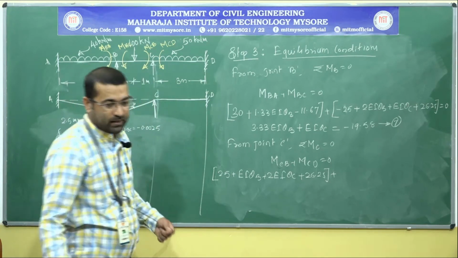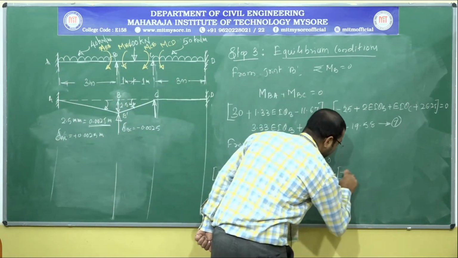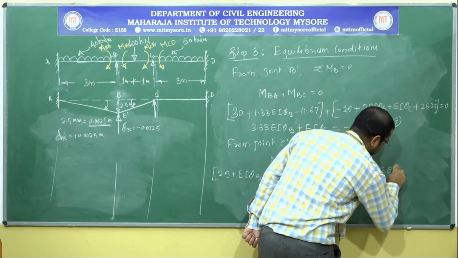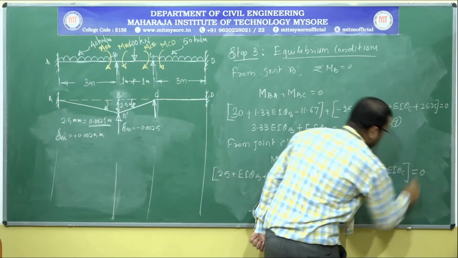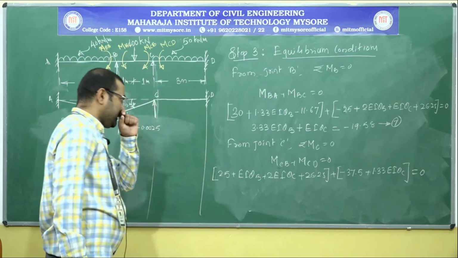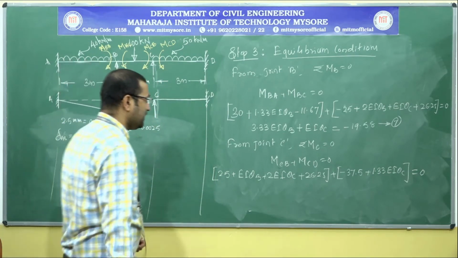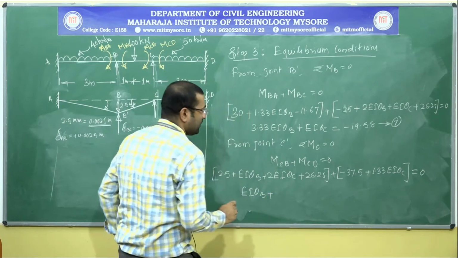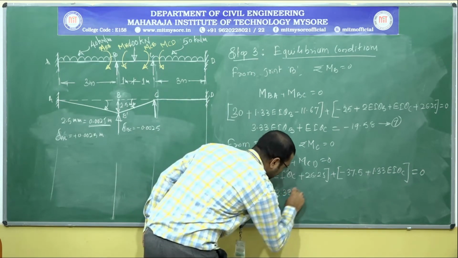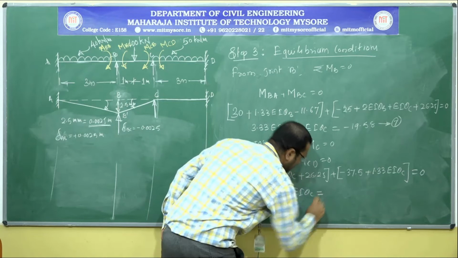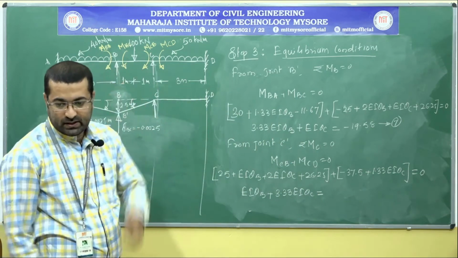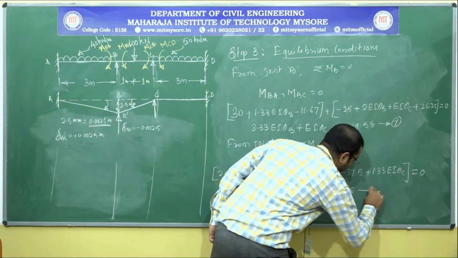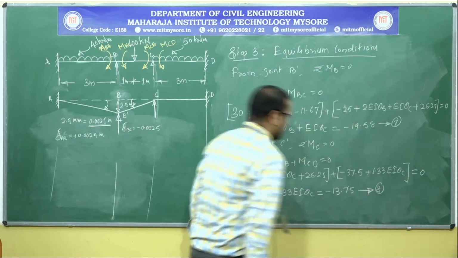The value for MCD is minus 37.5 plus 1.33 EI theta C. This sum should be equal to 0. So if I rearrange this, it is EI theta B plus 3.33 EI theta C equals minus 13.75. Let me call this equation number 8.